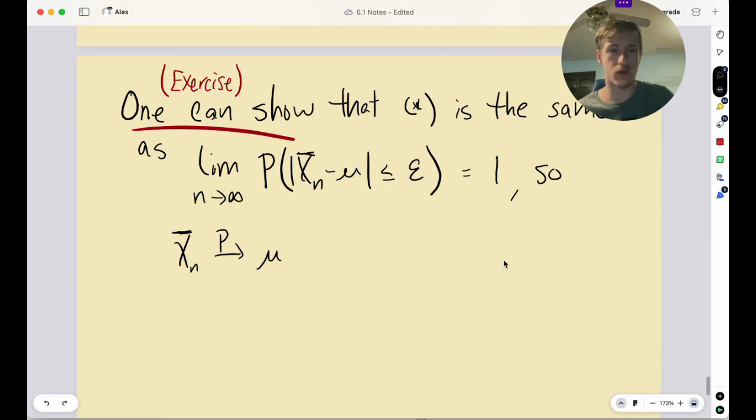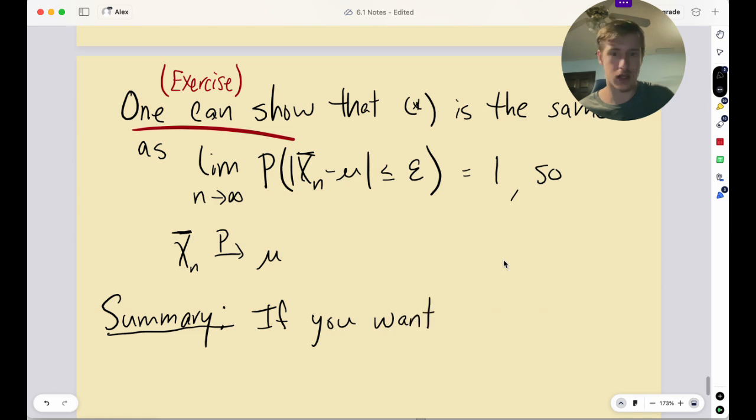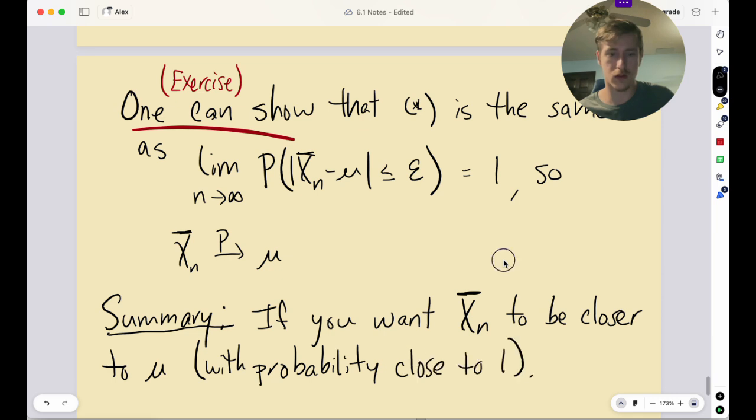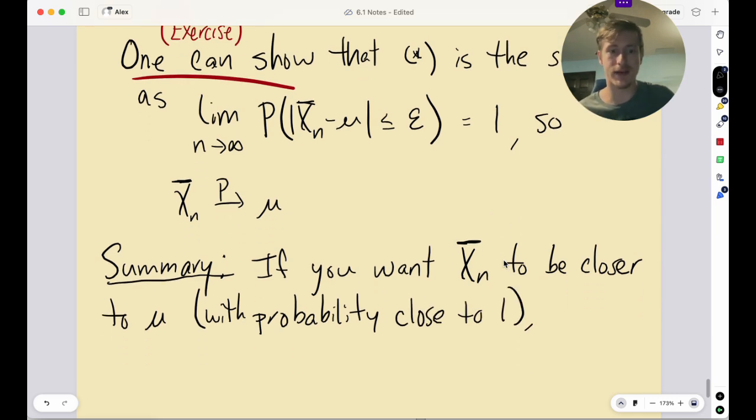Okay, so let me just summarize. The summary: if you want xn bar to be closer to mu, with probability close to 1, increase your sample size.